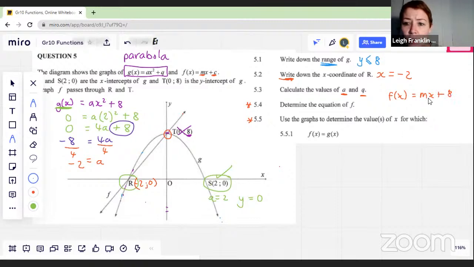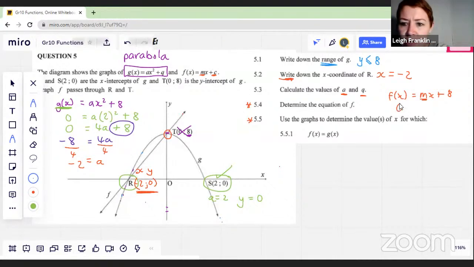Now again, we want to work out what this m is. If we've got a point that lies on the line, we can substitute the point in, or we can use the gradient formula, but I think I'll stay away from that for now. What we can do is substitute in this point over here. Remember, x first, then y.